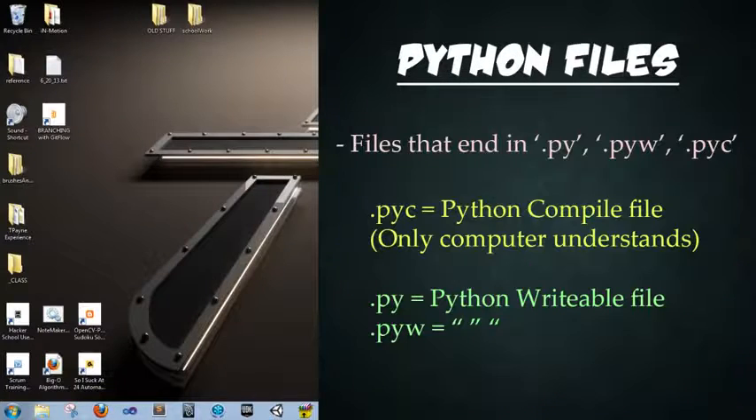Alright, Python files, what are they? They're files that end in .py, .pyw, or .pyc. The .pyc is compiled Python. The other two are writable. In other words, you can change them.